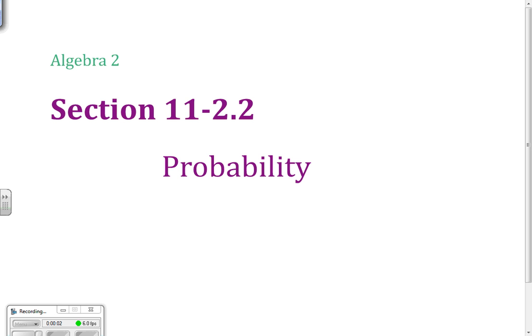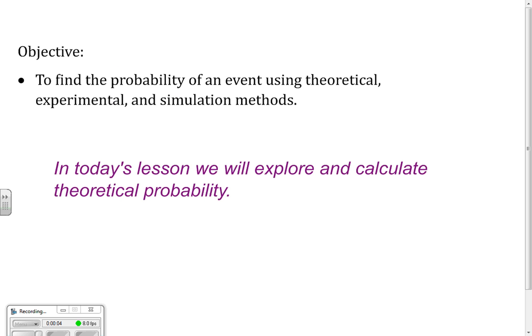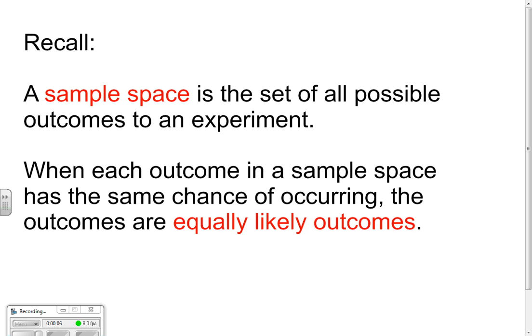Chapter 11, Section 2, Day 2 is more on probability, and today we'll talk about theoretical probability. Just a quick recall from the last stuff we did. A sample space is a set of all possible outcomes, so everything collected together is called the sample space. If everything in the sample space has the same chance of occurring, we call it equally likely outcomes.